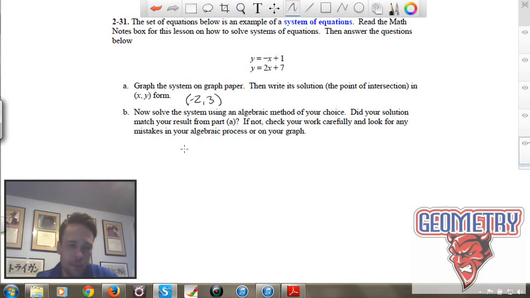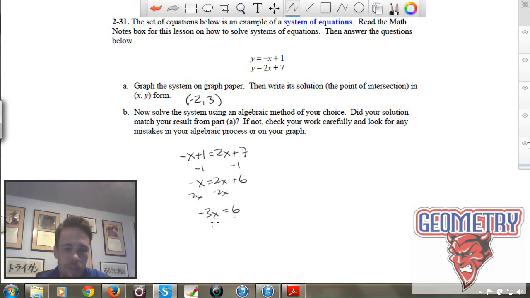So to find the exact answer, we want to solve it algebraically. So if I know both of these equations are equal to y, then they have to be equal to each other. So if y equals negative x plus 1 and y equals 2x plus 7, then negative x plus 1 equals 2x plus 7. I'm going to subtract 1 over to this side, so negative x equals 2x plus 6, and subtract 2x over to this side, so negative 3x equals 6. And we divide both sides by negative 3, we get x to equal negative 2, which is what we got up there. So things are looking good.